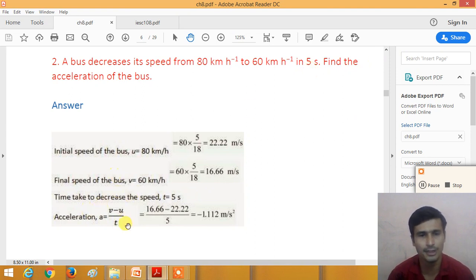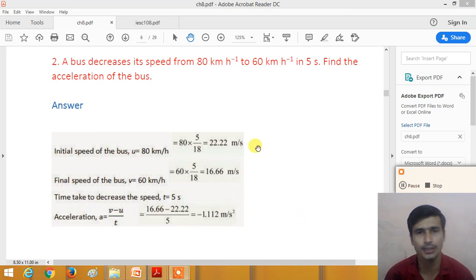So by the definition of the acceleration, a is equal to change in velocity divided by time. So the final velocity minus initial velocity divided by time t. So here the final velocity is 16.66 minus initial velocity is 22.22 divided by time given to you, 5 seconds. If you calculate this, subtract this and divide by 5, we get the answer minus 1.11 meter per second square. Here the unit of the acceleration is meter per second square.